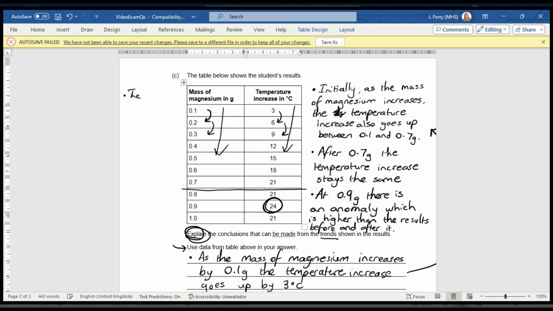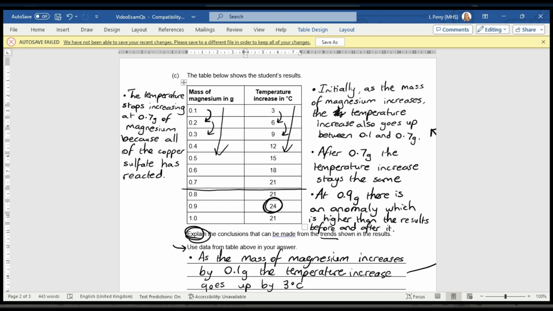the temperature stops increasing at 0.7 grams of magnesium because all of the copper sulfate has reacted.